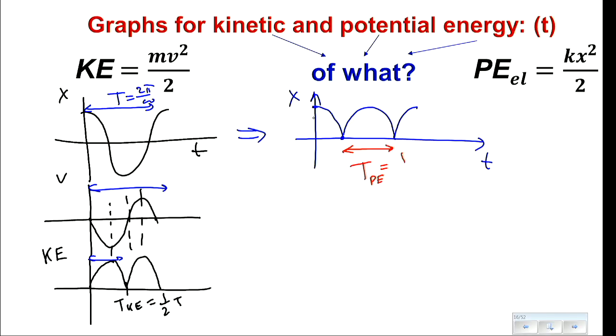And we can see it's equal to, again, a half. So kinetic energy and potential energy have the same period, which is a half of the actual period of the motion. Now, potential energy of what? This question depends on the interpretation.